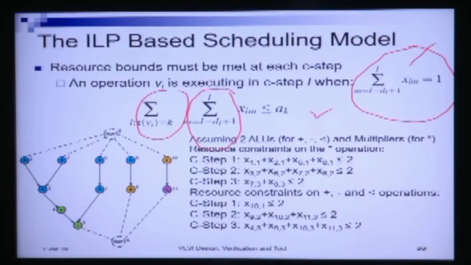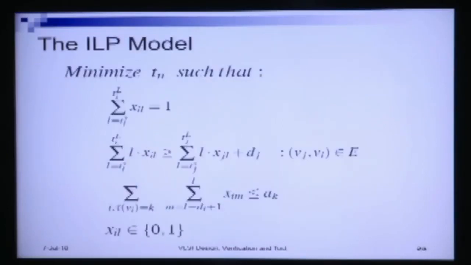So, for the third time step, what do we have? x43 plus x93 plus x103 plus x113 less than equal to 2. And lastly, at the fourth time step, we have x54 plus x94 plus x114 less than equal to 2. These are all the resource constraints that we have for our example. Now, given all these constraints, we can now obtain our final ILP formulation.